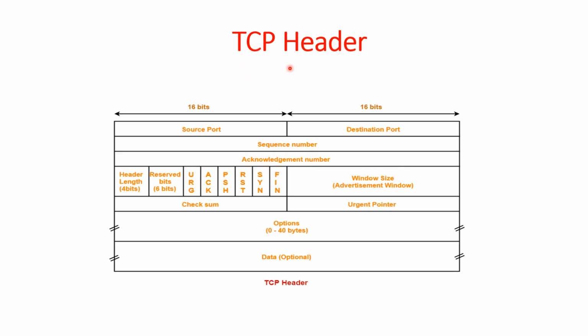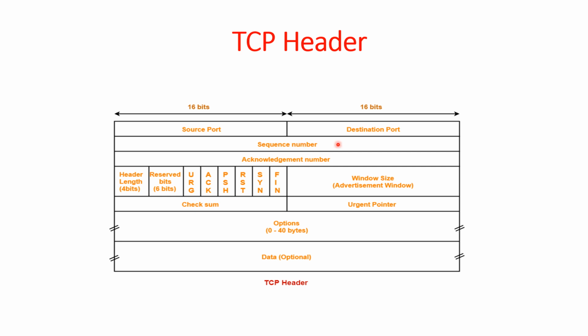The TCP header is a crucial part of the transmission control protocol, providing essential information for managing the connection and ensuring reliable data transmission. The TCP header is typically 20 bytes long, but it can be longer if options are included. Here is a breakdown of the TCP header fields. Source port, 2 bytes, the port number of the application that is sending the data. Destination port, 2 bytes, the port number of the application that is receiving the data.